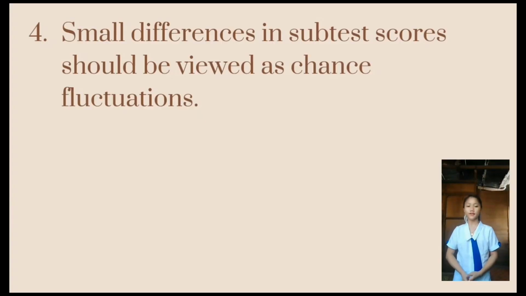Number 4, small differences in subject scores should be viewed as chance fluctuations. The different test scores may not be subject to any interventions. For example, if some test scores have a greater difference compared to others which have lower, still our interventions depend on whether we really meet the objectives we targeted in a particular assessment or the topic that we assess.